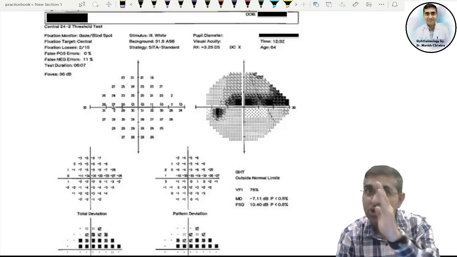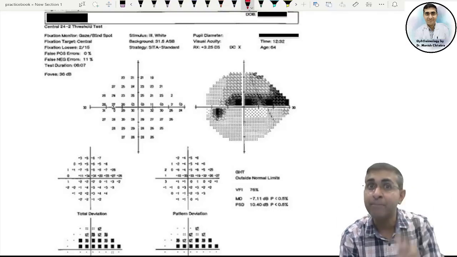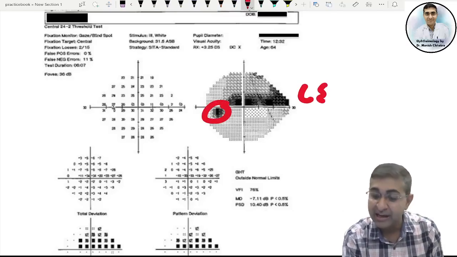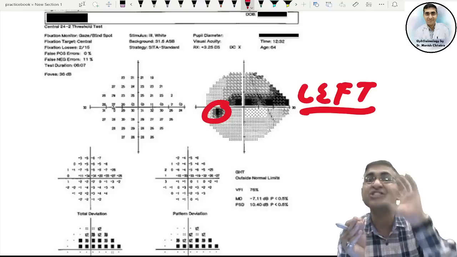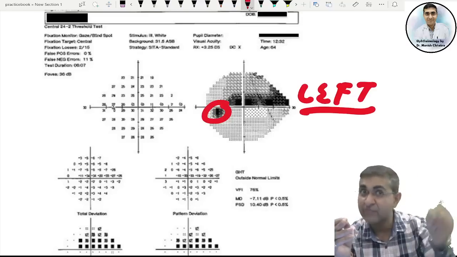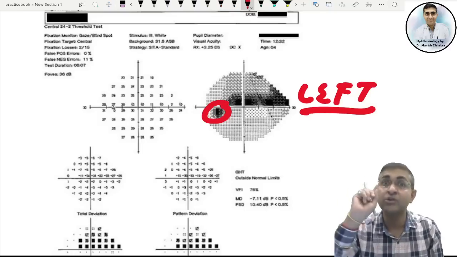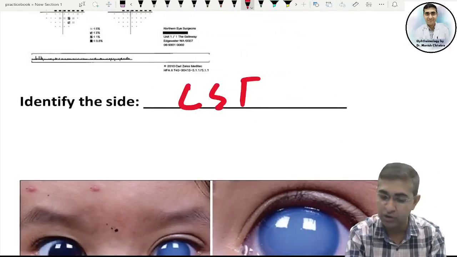So if it is on the left side, will the left side be temporal of the left eye or of the right eye? Of the left eye. So this is your left eye. In simple terms, wherever the blind spot is lying, that is the side of the eye. If the blind spot is lying on the left side, it is a left eye perimetric chart. If the blind spot is lying on the right side, it is a right eye perimetric chart. Okay, identify the side. I have already told you it is the left side.